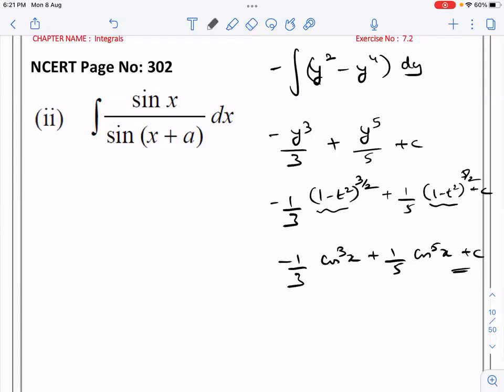Please check if it is matching with the textbook. Sometimes it might not match because it is a problem based on trigonometry. Either the answer matches or that's our luck.